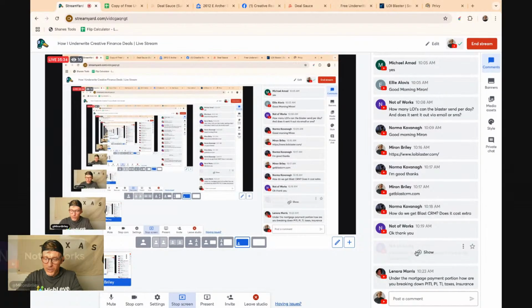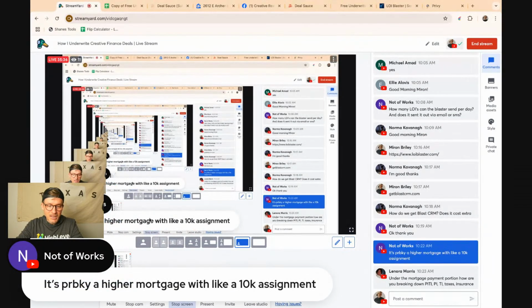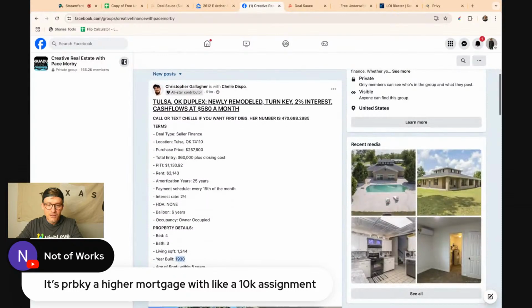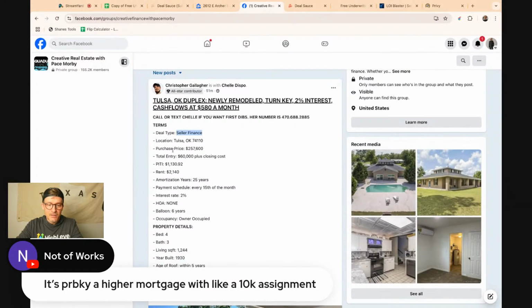It's probably a higher mortgage with like 10K assignment. Yeah, they're telling me it's just seller finance. Seller finance, 60K entry, 2% loan at 25 years. I mean, it's just straight seller finance.